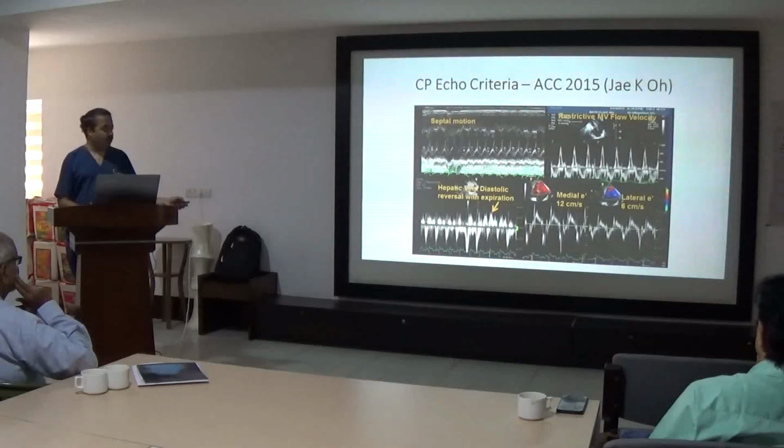So if you look at the ASE 2015 echo criteria for diagnosis of constrictive pericarditis, there has to be jerky septal motion, there has to be restrictive mitral flow velocity with respiratory variations, hepatic diastolic flow reversal has to be there, medial E dash should be 9 at least and lateral E dash should be 6 at least, and there has to be annulus paradoxus or annulus reversus.